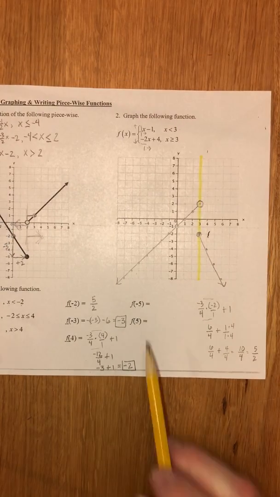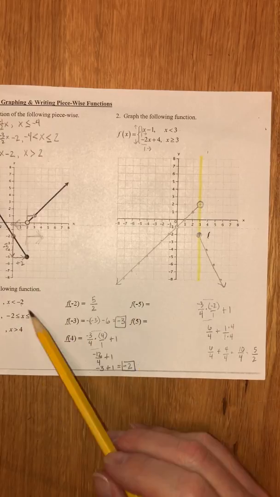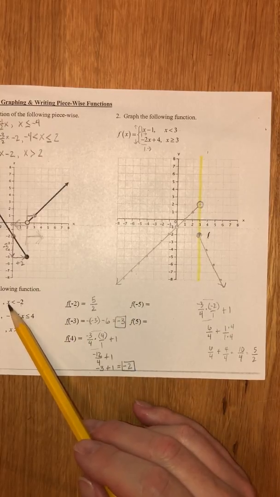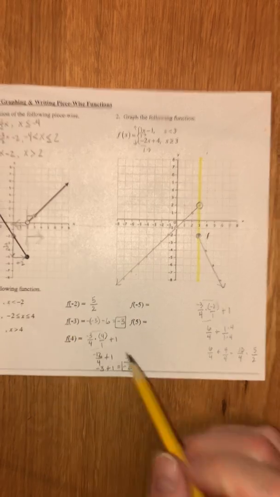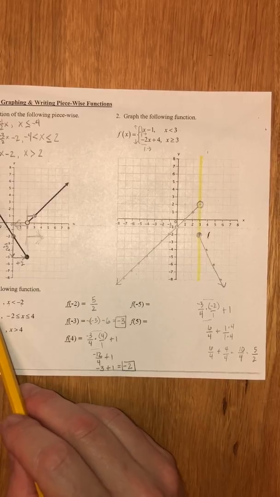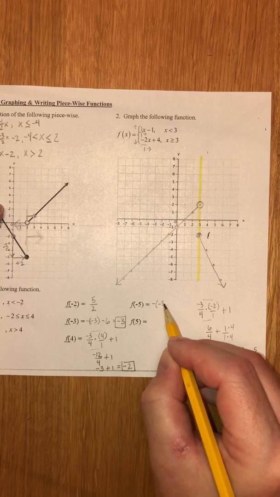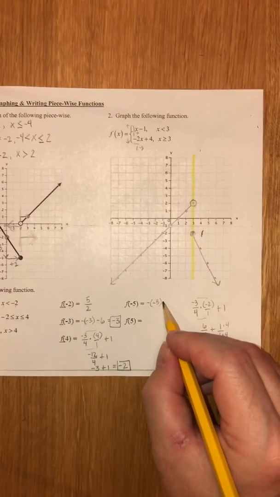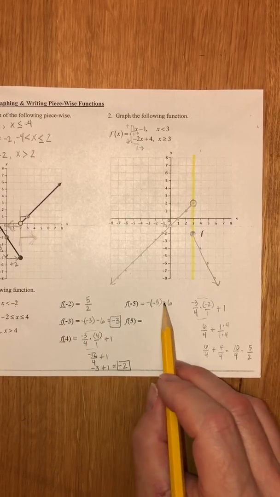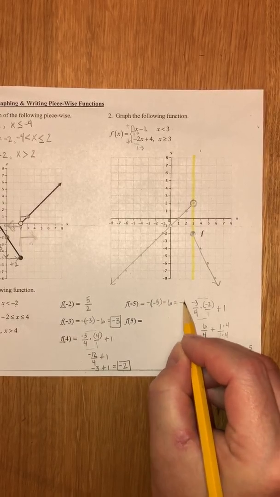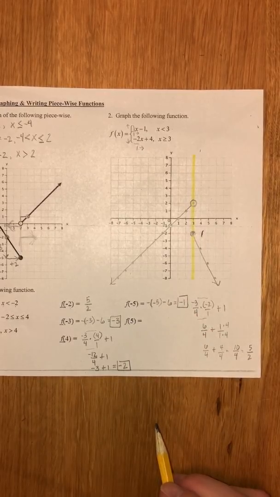Okay, f of negative 5. Same thing as before. I just need to go through and see which boundary this fits in if x were negative 5. Is negative 5 less than negative 2? Yes. So I'm going to use the top equation. Again, I've got negative, and then x is going to be negative 5. So this is going to be negative, negative 5, and then I've got minus 6. Negative negative will turn to positive. So positive 5 minus 6 is going to equal negative 1. So f of negative 5 should be negative 1.